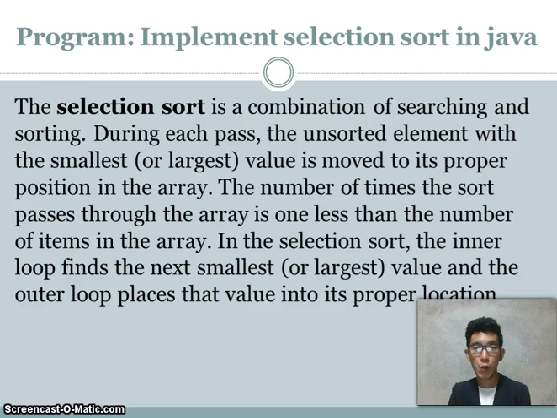The selection sort. It is a combination of searching and sorting. During each pass, the unsorted element with the smallest or largest value is moved to its proper position in the array. The number of times the sort passes through the array is 1 less than the number of items in the array. In the selection sort, the inner loop finds the next smallest or largest value, and the outer loop places that value into its proper location.